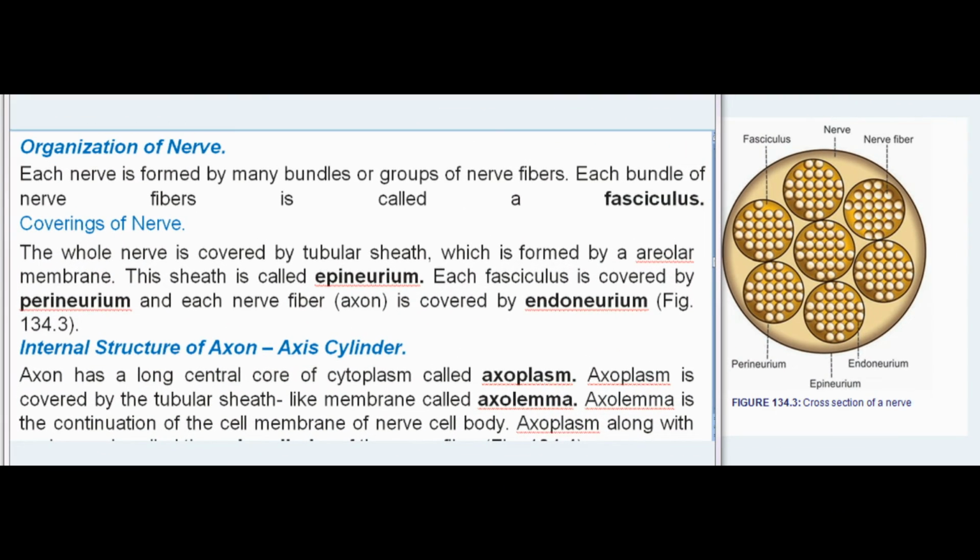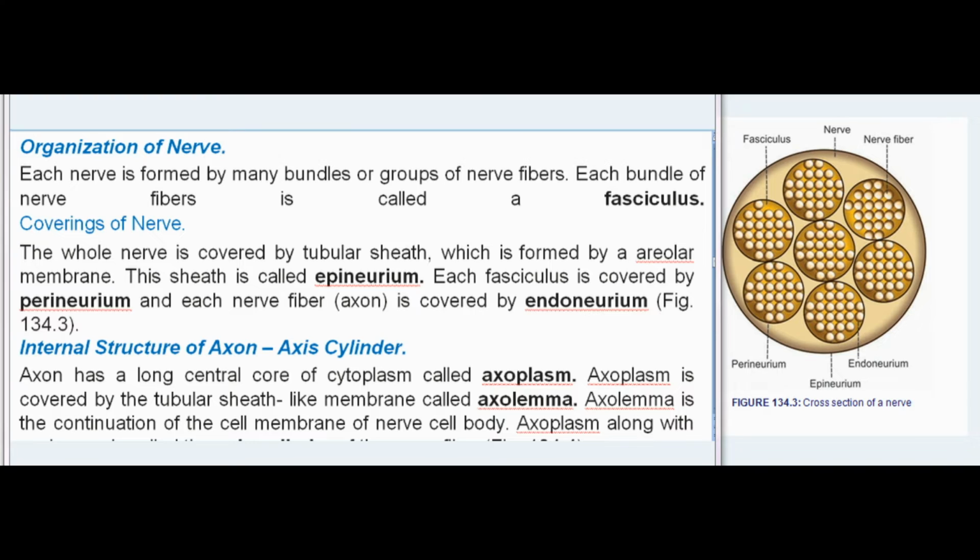Organization of nerve. Each nerve is formed by many bundles or groups of nerve fibers. Each bundle of nerve fibers is called a fasciculus. Coverings of nerve. The whole nerve is covered by tubular sheath, which is formed by areolar membrane. This sheath is called epineurium. Each fasciculus is covered by perineurium, and each nerve fiber, axon, is covered by endoneurium.